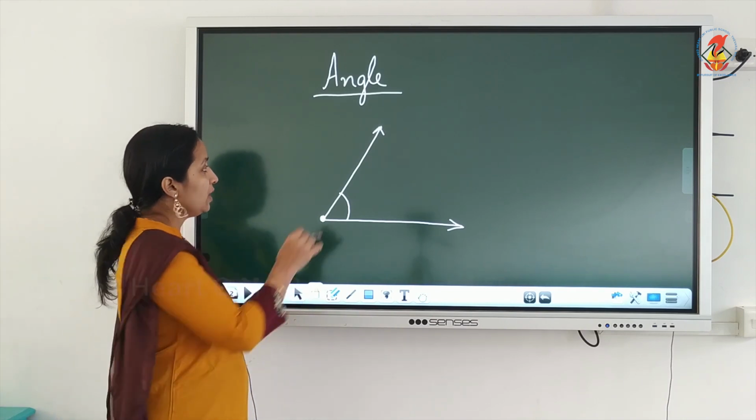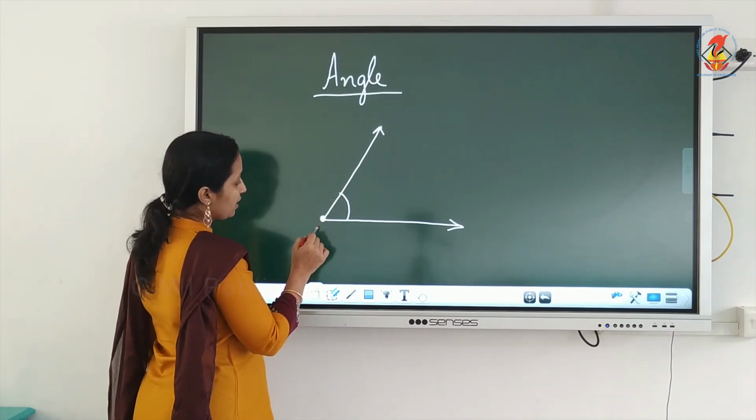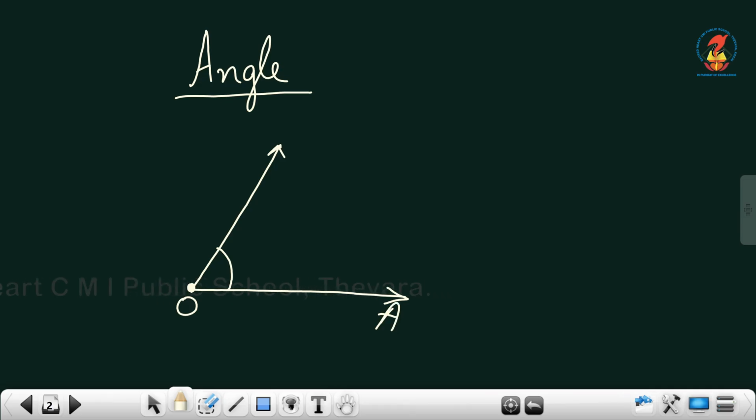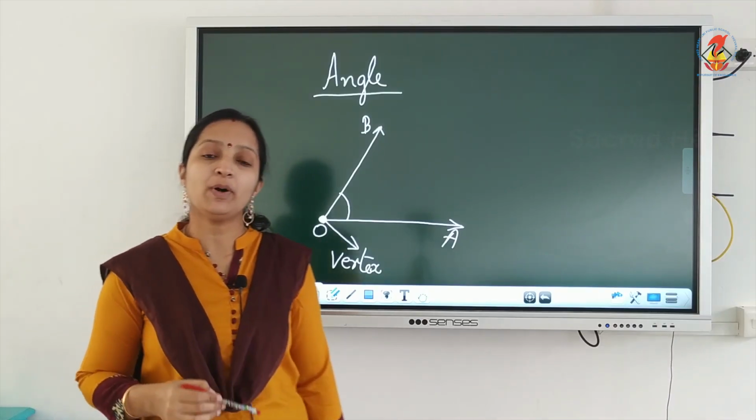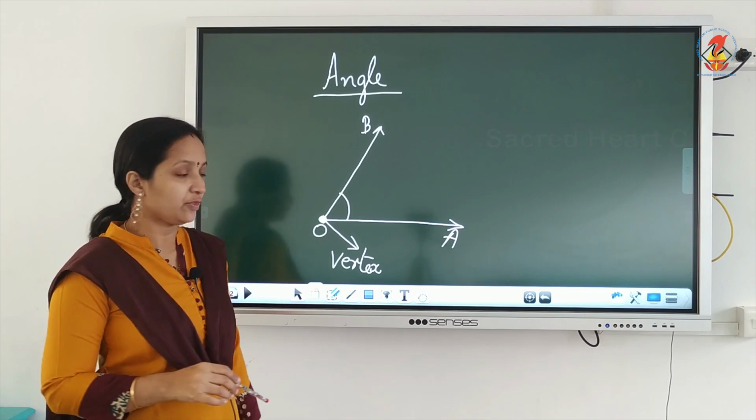Here the rays we can write as OA and OB. Ray OA and OB are starting from O, so we will get one angle there. And this common starting point is known as the vertex of the angle. What is the name? Vertex of the angle. The common starting point or the common end point is known as the vertex of the angle.